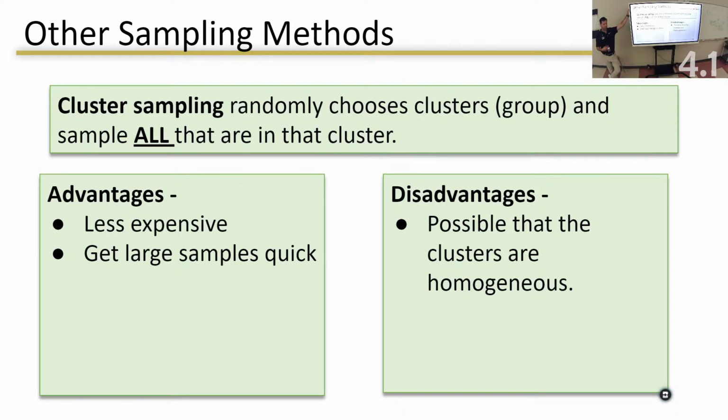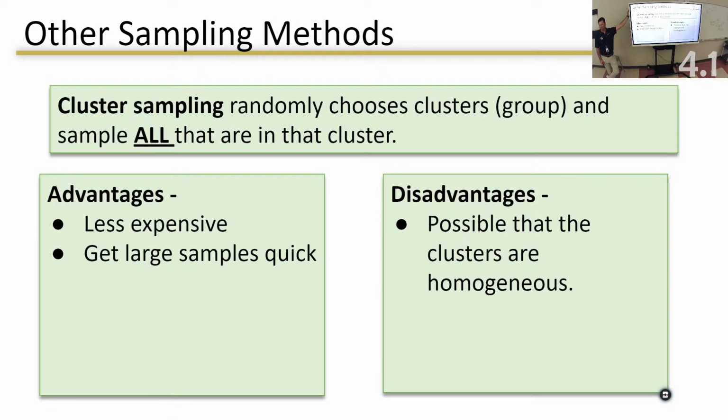But you can get large samples fairly quick. The disadvantage is when they are homogeneous groups, okay? Because I'm getting the same information from a larger number, and I probably got some bias from it.